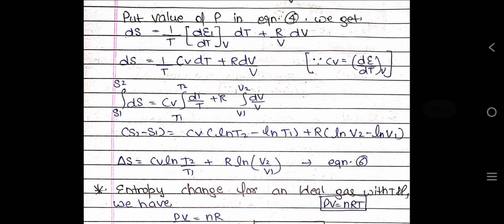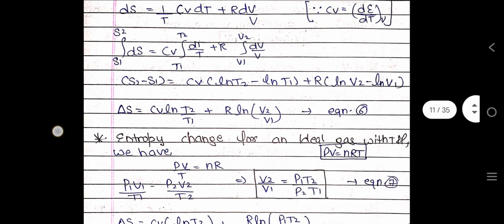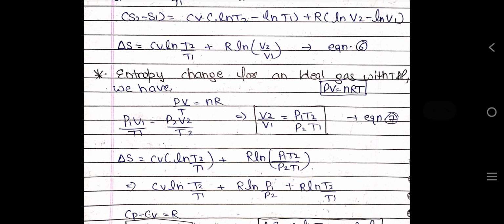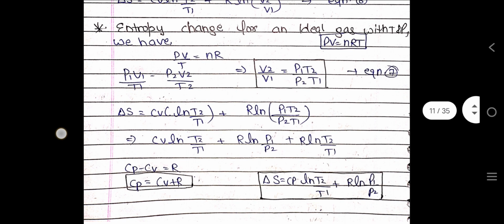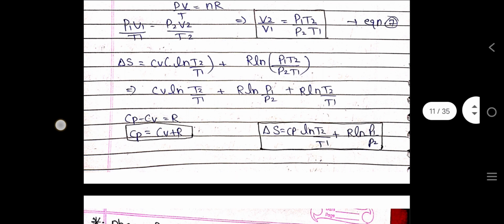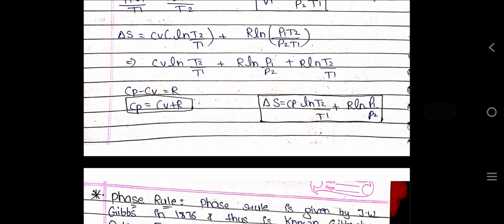Equation 4th. Now PV is equal to RT, so P is equal to RT by V. Equation 5. Put the value of P in equation 4, we get dS is equal to 1 by T (dE by dT) dT plus R by V dV. So dS is equal to Cv dT by T plus R dV by V. Integrating S1 to S2, dS is equal to Cv integrate T1 to T2 dT by T plus R integrate V1 to V2 dV by V. S2 minus S1 is equal to Cv (ln T2 minus ln T1) plus R (ln V2 minus ln V1). Del S is equal to Cv ln T2 by T1 plus R ln V2 by V1.